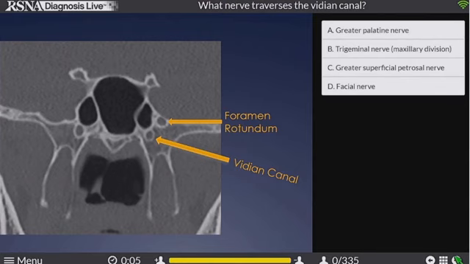Another question here. Looking at a coronal CT examination, you can see foramen rotundum superiorly and laterally, the Vidian canal inferiorly and medially. Classic relationship here at the central skull base. There is a nerve that traverses the Vidian canal. What nerve is it? Greater palatine nerve, trigeminal nerves, petrosal nerve, or the facial nerve?